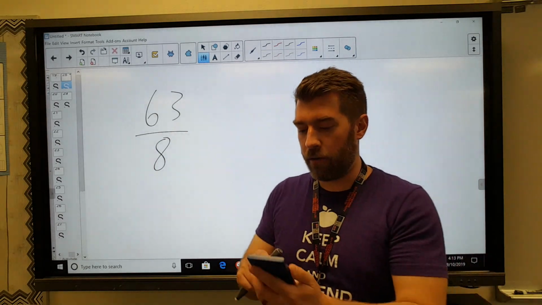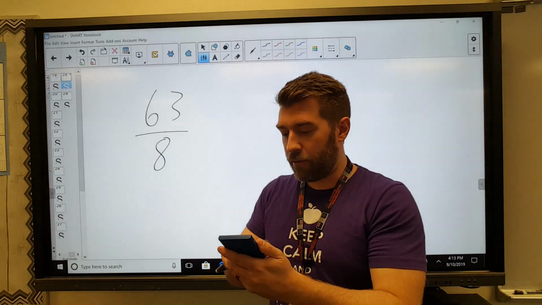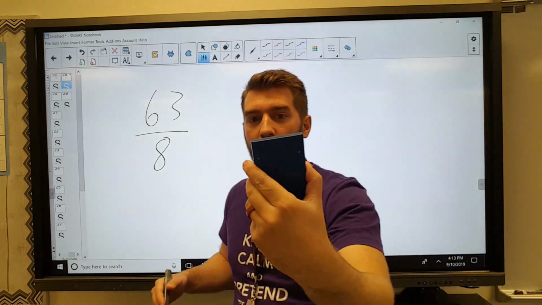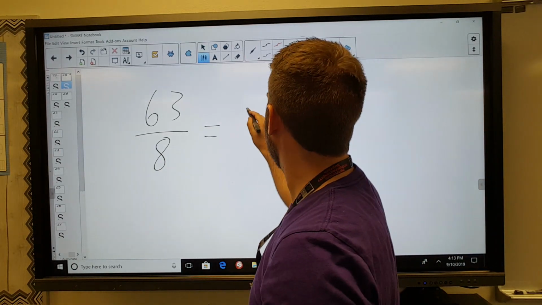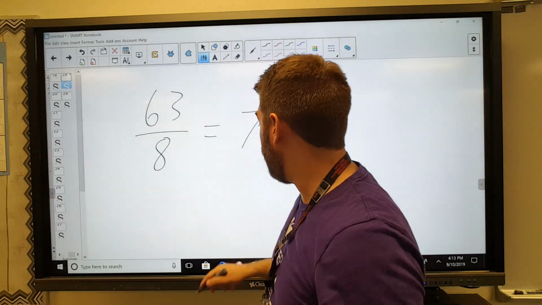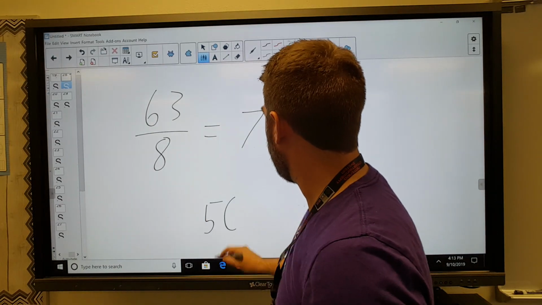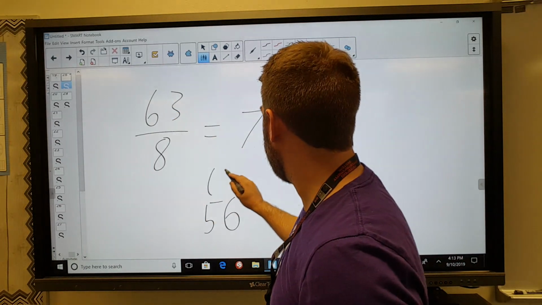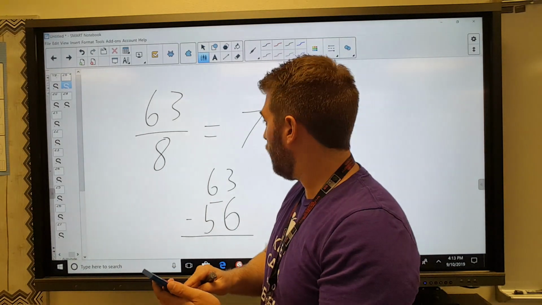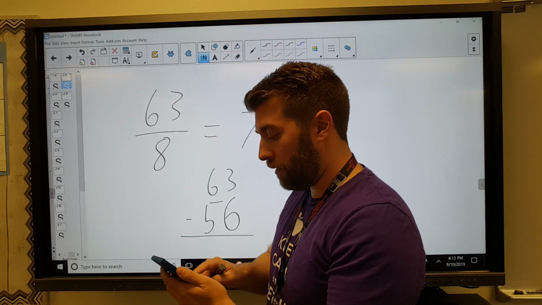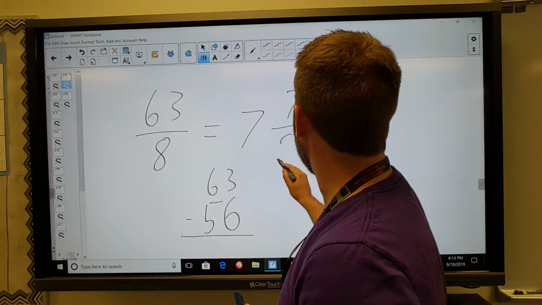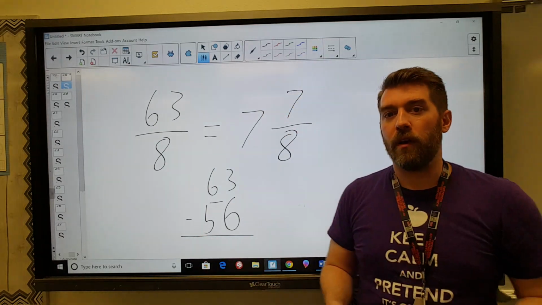All right, guys, I want to do one last example. We have 63 over 8. So 63 divided by 8. We have a decimal number, so it's a mixed number. Our integer is 7. 7 times 8, 56. Bring down that numerator. Notice I'm using my calculator on every step, guys. 63 minus 56. We get 7, and we just bring over the denominator. Very simple.